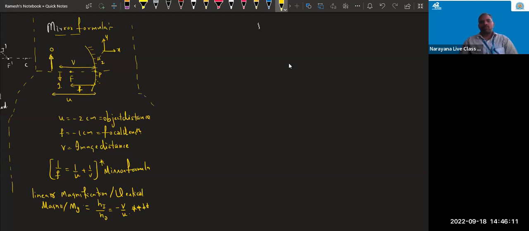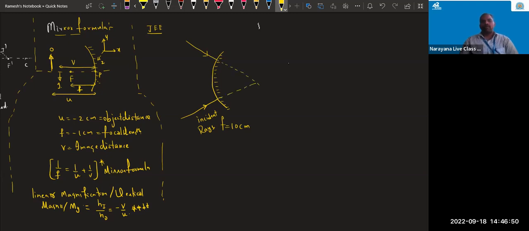Magnification means how many times image height or image size has been increasing. Yes or no? Now, one problem I will give, JEE problem. Okay, so kindly answer. This is which mirror? Tell me, this is which mirror? Convex mirror. Its focal length, let's say 10 centimeter. Some incident rays are falling like this. What is the name of these rays? Respond. Incident rays. Incident rays.